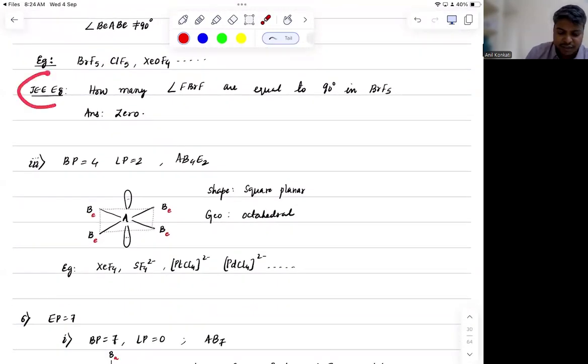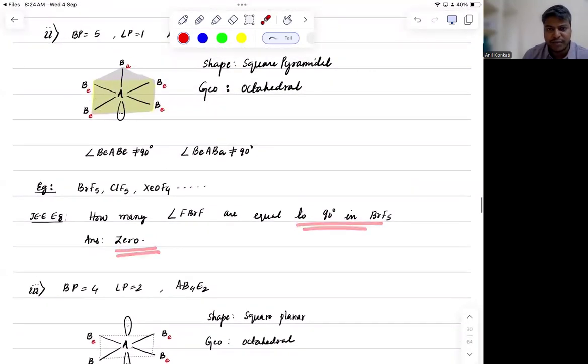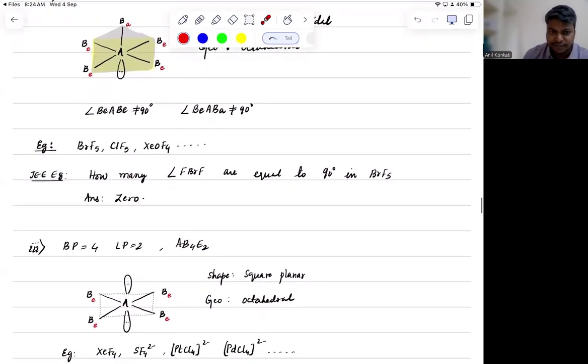Again, this is a JEE question. I told you this earlier. How many bonds in BrF5 are equal to 90 degrees? And the answer is zero. Because of the bent shape, none of them remain 90 degrees.